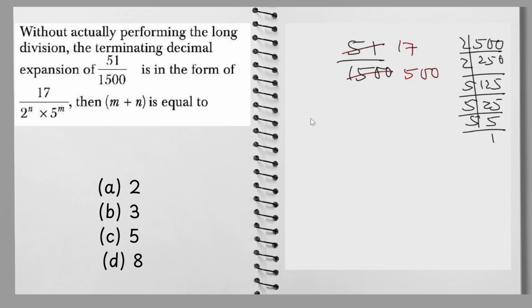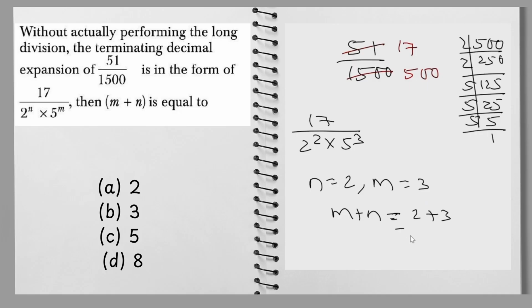So we can write this as 17 over, and we can write 500 as a factor of 2 and 5. So this is 2 raised to the power 2 multiplied by 5 raised to the power 3. Now on comparing with m and n, we can realize that n should be equal to 2 and m should be equal to the power of 5, which is 3 in this case. Now since we have to get m plus n, that means m plus n is 2 plus 3, which results in 5. So we will say that m plus n, which is 5, is the answer in this case.